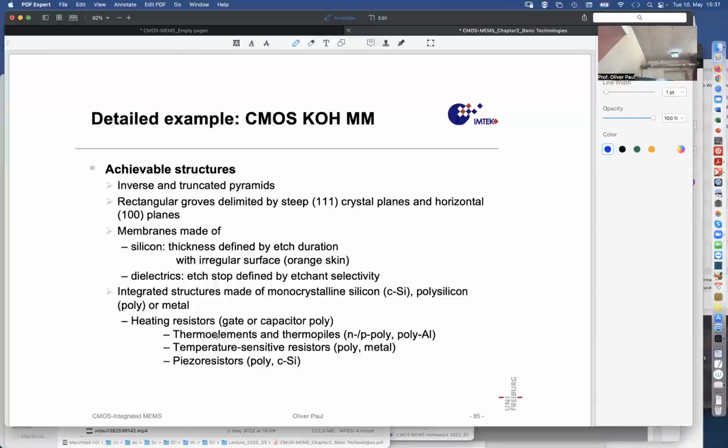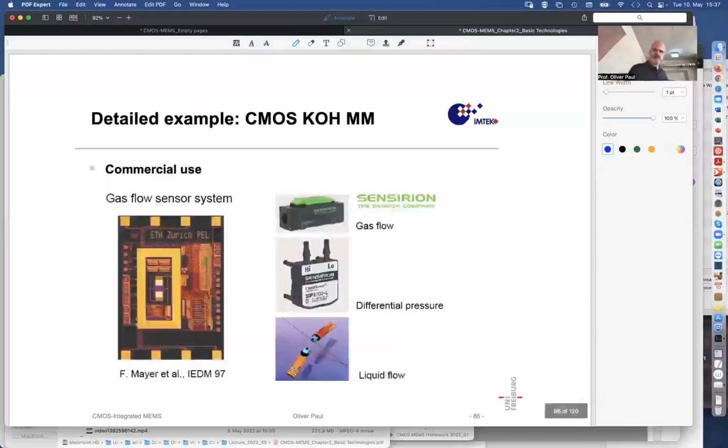Polysilicon is a beautiful temperature dependent resistor, so you can use it as a temperature sensing element. Piezo resistors, poly is also okay. It's not fantastic, but you could do that. But if you have silicon left, then you have crystalline silicon available for piezo resistors. And so here is an example, very early, actually.